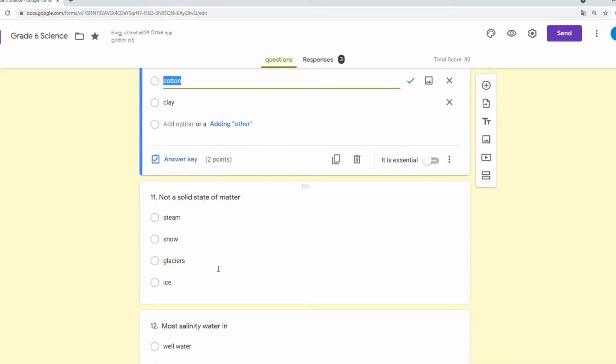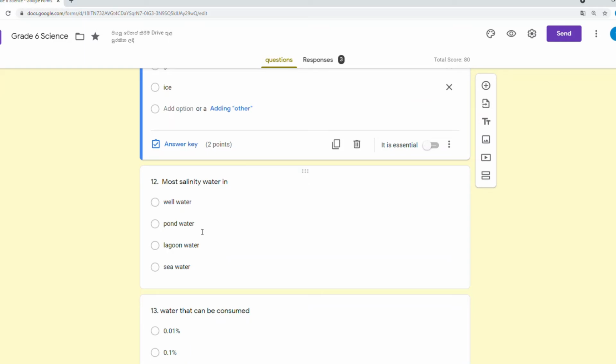Then question number 11. Not a solid state of matter. Here, all of you know matter exists in three forms: solid, liquid and gases. Out of them, not a solid state. Snow, that is the solid state of water, glaciers and ice. All these are solid states of water. But steam is a gaseous state. So your answer should be the first one.